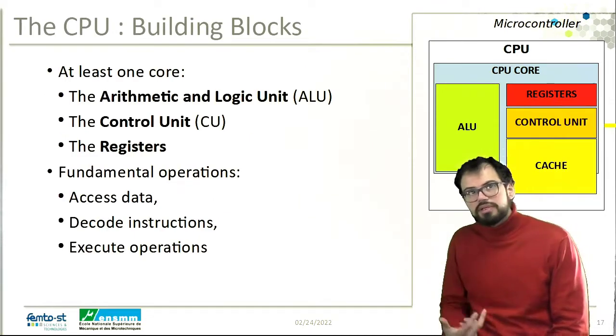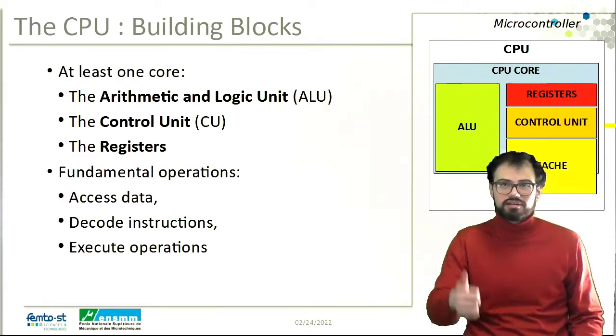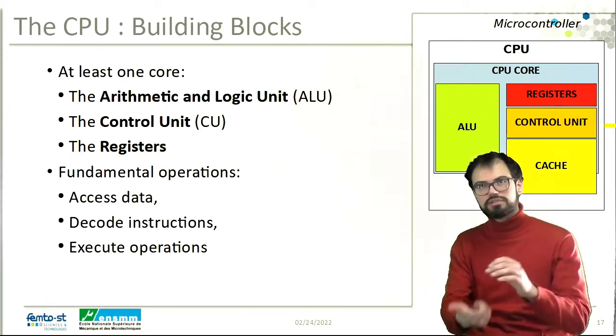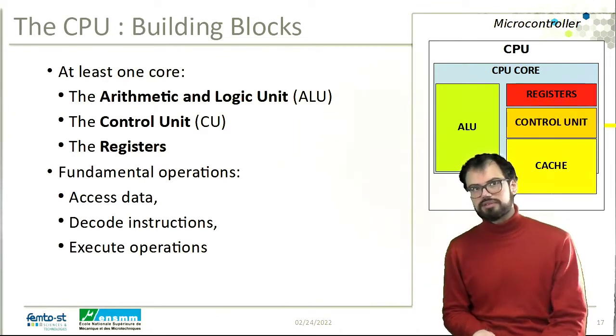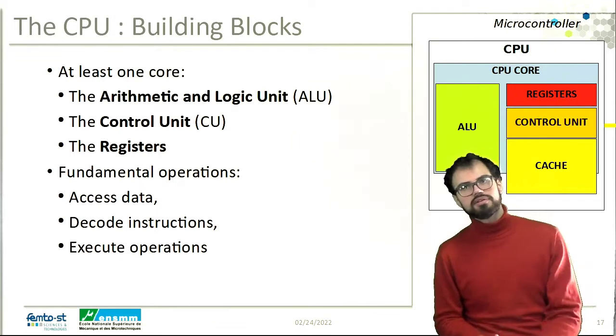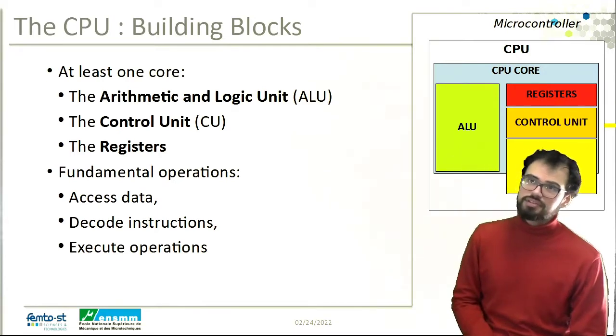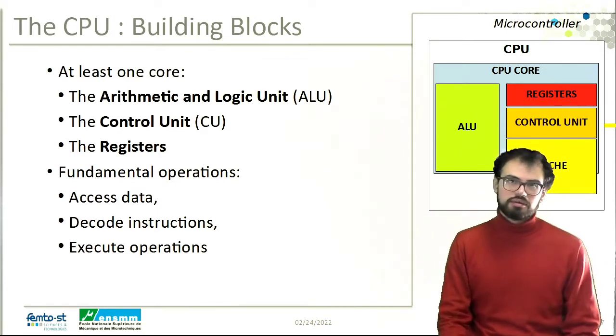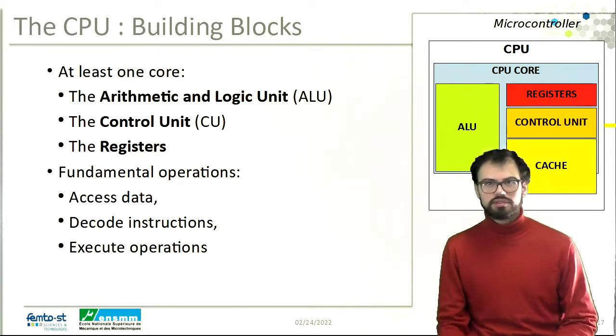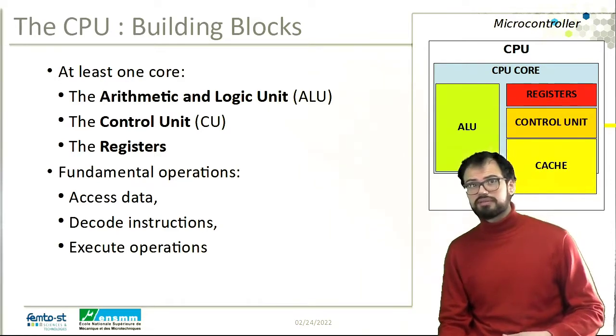Your CPU is composed of at least an arithmetic logic unit, a control unit, and registers, most importantly. You can have also some cache and some extra features, but except for the cache, it's not guaranteed that you will find everything.